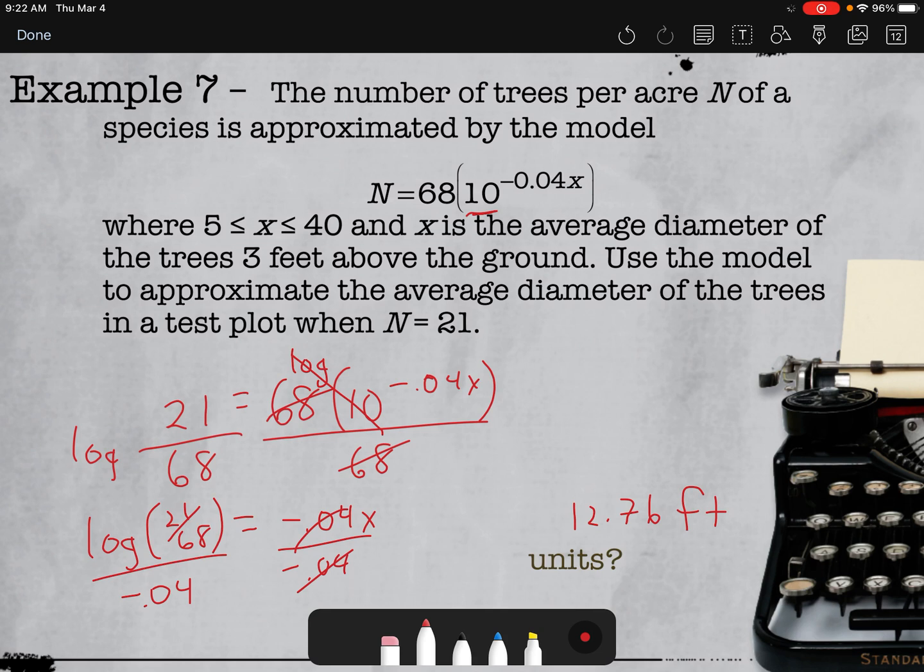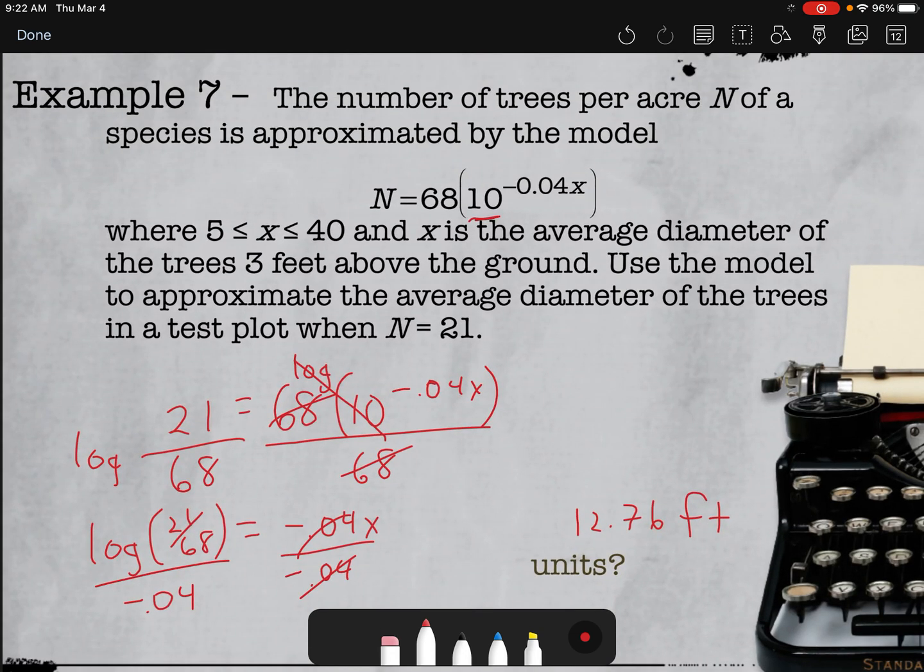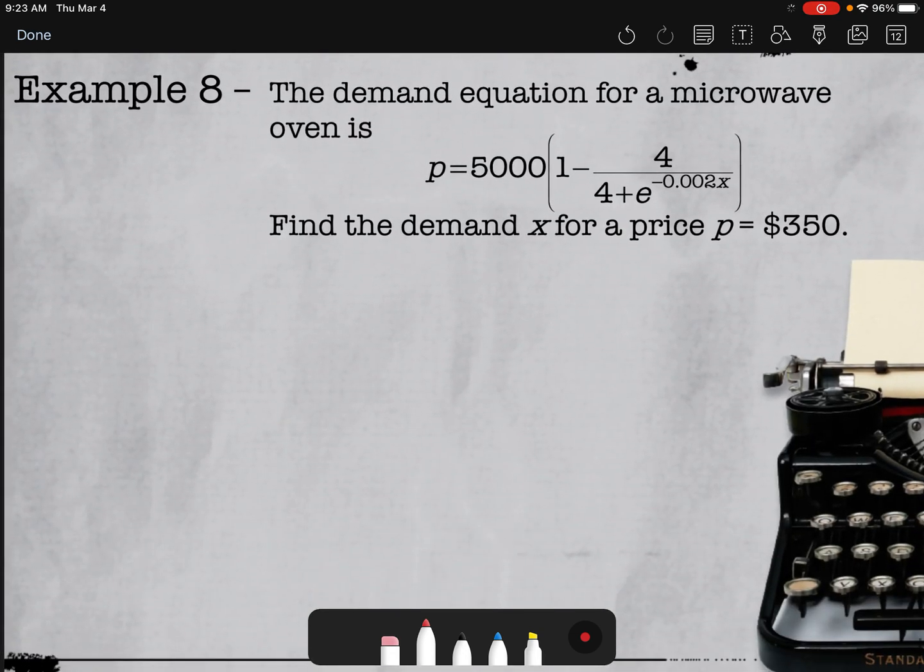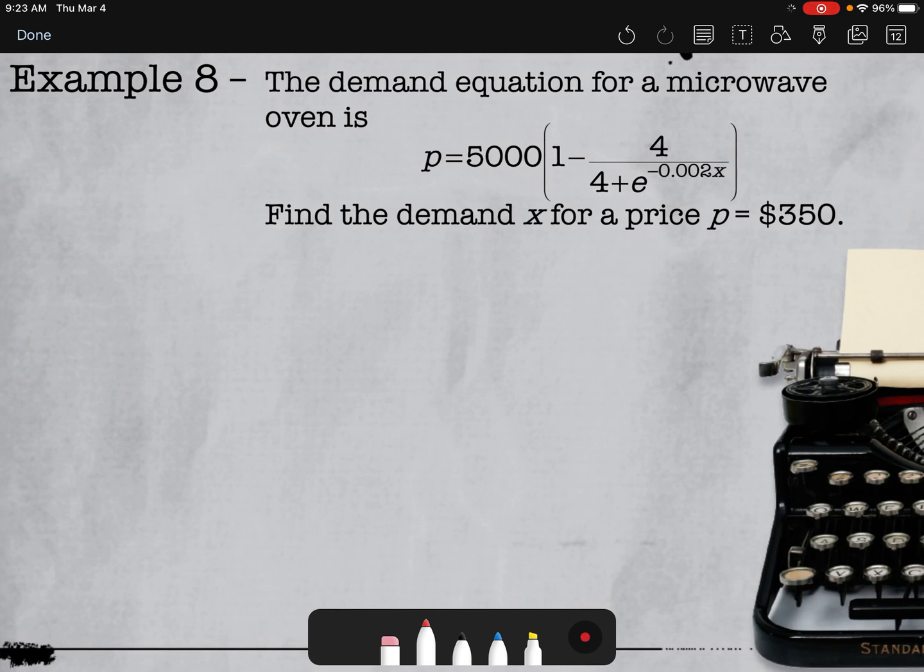Gee, Merry Christmas. Those are big, huh? Did I do something wrong? I don't think so. Log of 21 divided by 68, divided by negative 0.04. Yep. Those are some big trees. Must be in the redwood forest.